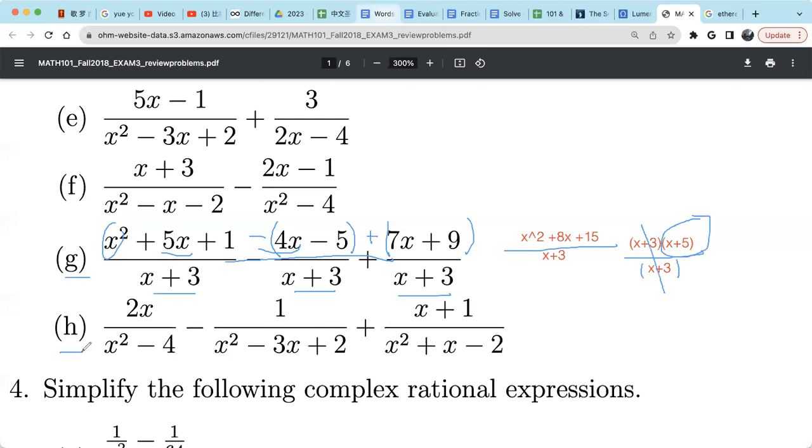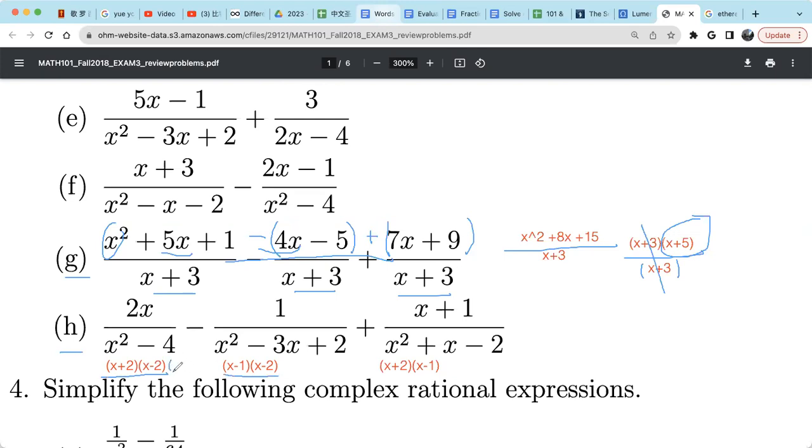H, we need common denominators. So this one, let's just factor underneath. Difference of two squares, x plus 2 times x minus 2. Then this one is x minus 1 times x minus 2. I'm gonna make this longer. And this one is x plus 2 times x minus 1. Let's see what's our common denominator. X plus 2, x minus 2. X minus 1, x minus 2.